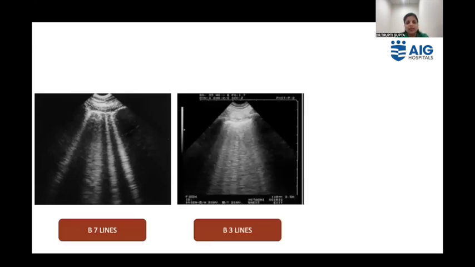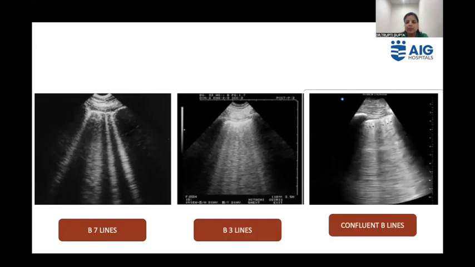This is an example of a B3 line, where you can see the distance is very much reduced, and this is an example of the confluent B line. Here there is hardly any differentiation of the B lines. That means this is a severely pathological lung.